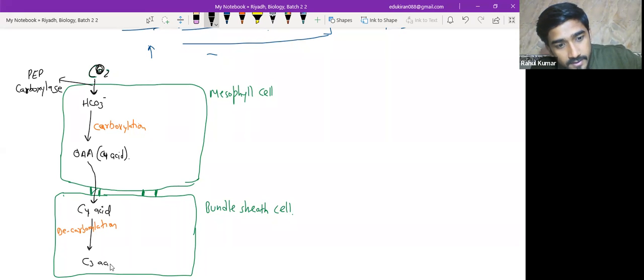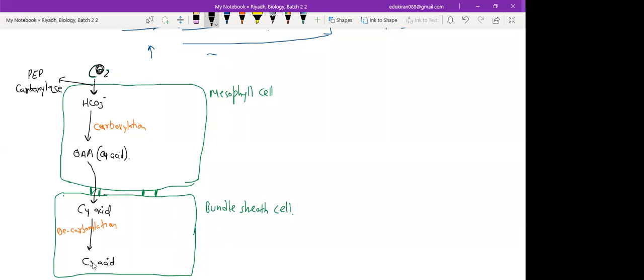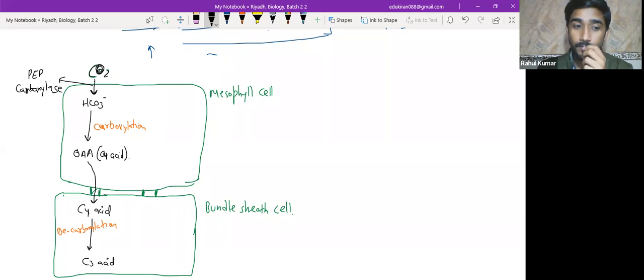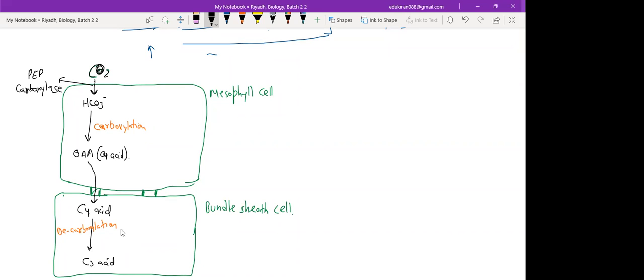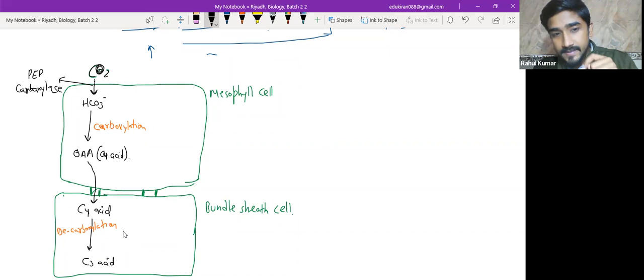C3 acid. And what is the C3 acid? PGA. That is for the C3 system. In C4, that's not the case, okay? But just remember that there's a C3 acid. Is it clear? Yes, sir. And this C3 acid, yes, you're right, it's a pyruvate.